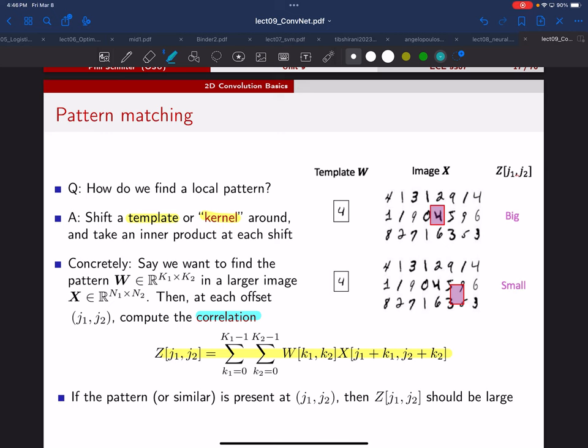But let me pause here. Is this idea pretty clear? Is the math clear enough? Okay, any questions on anything here?